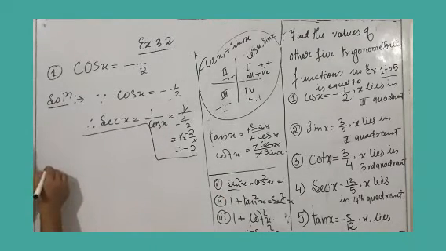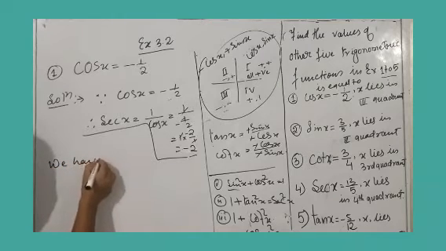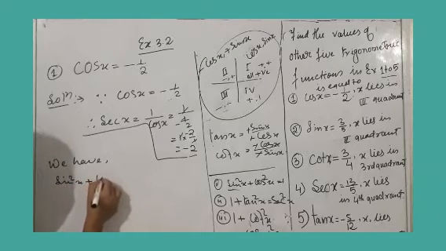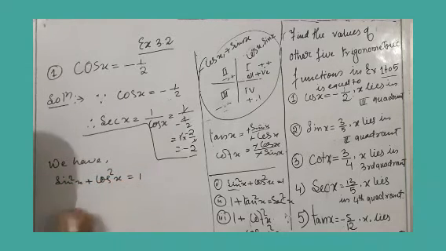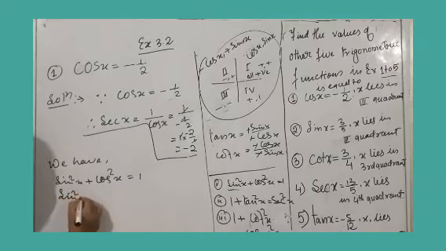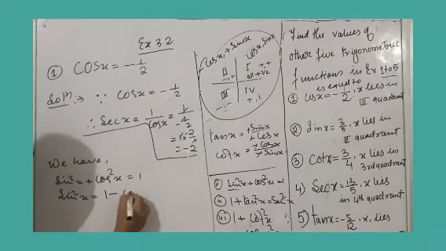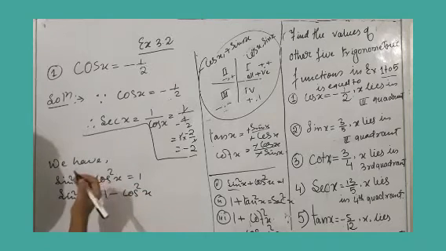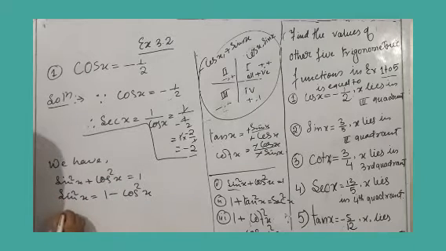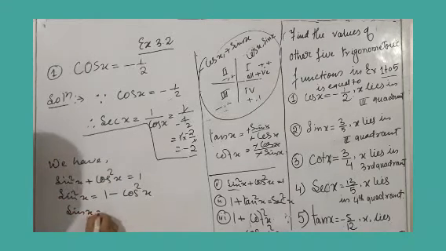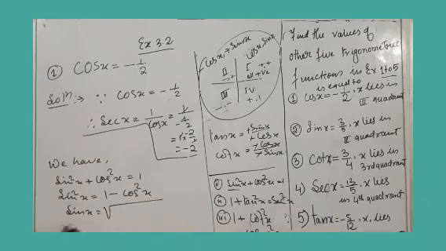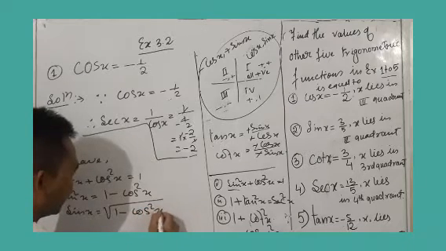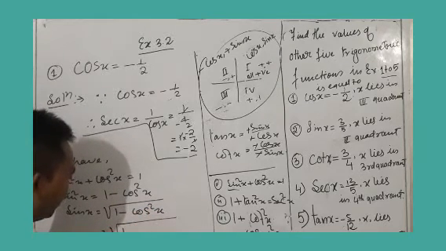So what can we do now to find the value of sin x? We have sin square x plus cos square x equals 1. So sin square x equals 1 minus cos square x. If we put the value of cos x over here, then we get this. So again we can write sin x equals the square root of 1 minus cos square x. Correct?